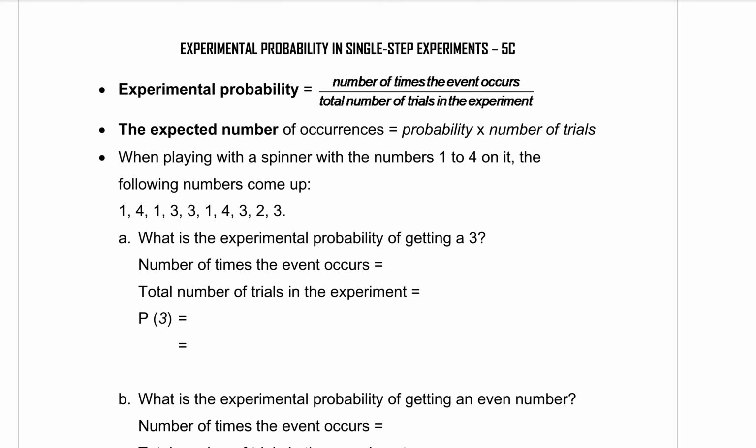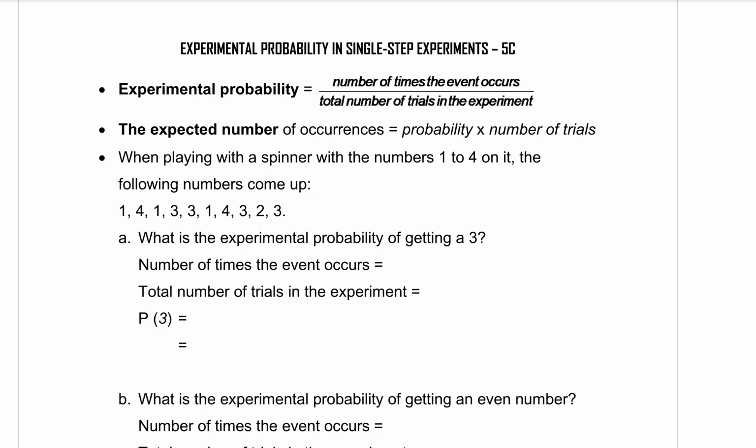Day 7. Today we're looking at experimental probability in single-step experiments. Last lesson we talked about theoretical probability, and that is when we roll a dice, we know that every 6 times that we roll a dice, we would expect to get each of the numbers once. Theoretically, that's what should happen. But experimentally, that might not actually happen. So experimentally, you would have to actually roll that dice a certain number of times and see how many 6s, or whatever number you're interested in, how many you get.